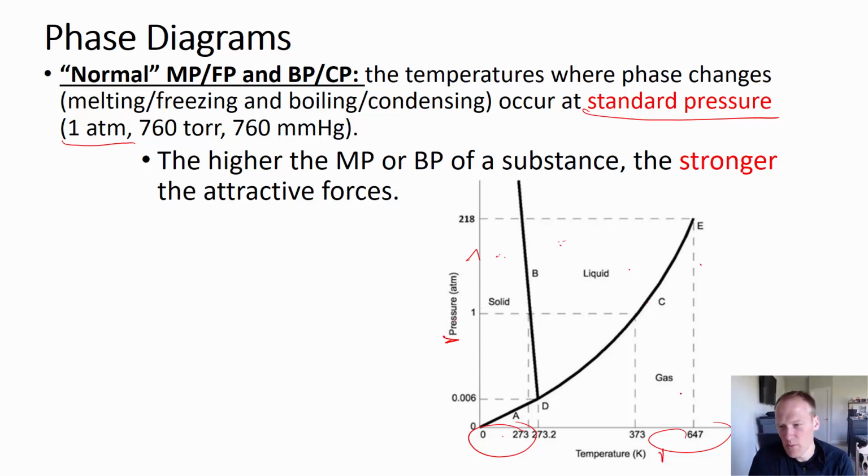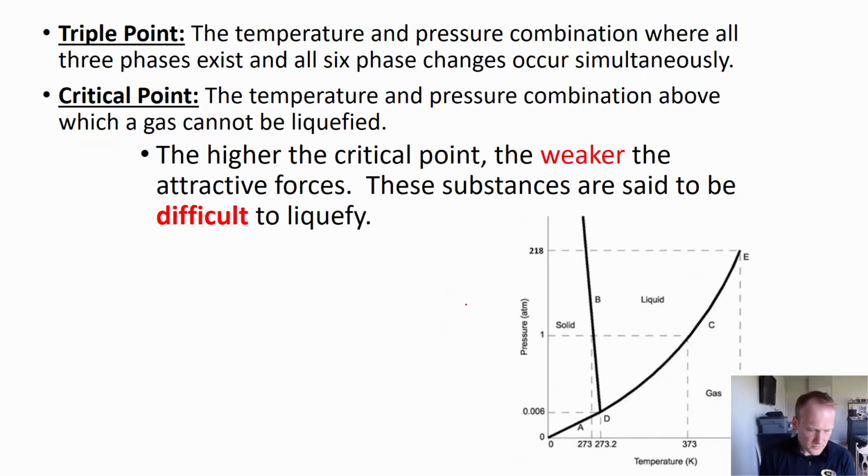There's some other points on here we'll point out in a second. But knowing that this is going to read solid, liquid, gas from left to right will be helpful. And that your boiling point, melting point, and freezing point, all those things will be right at 1 atmosphere. All right? So let's talk about a couple other items on this chart. So the first thing we're going to talk about is the triple point.